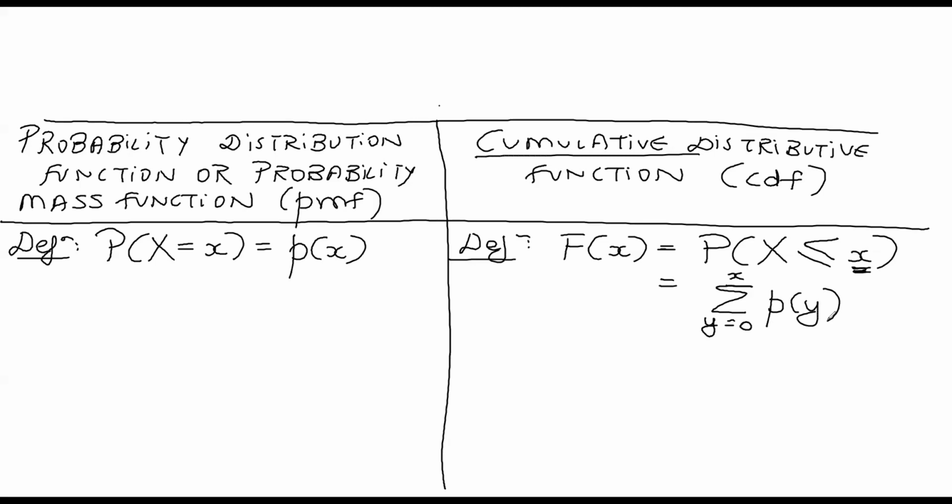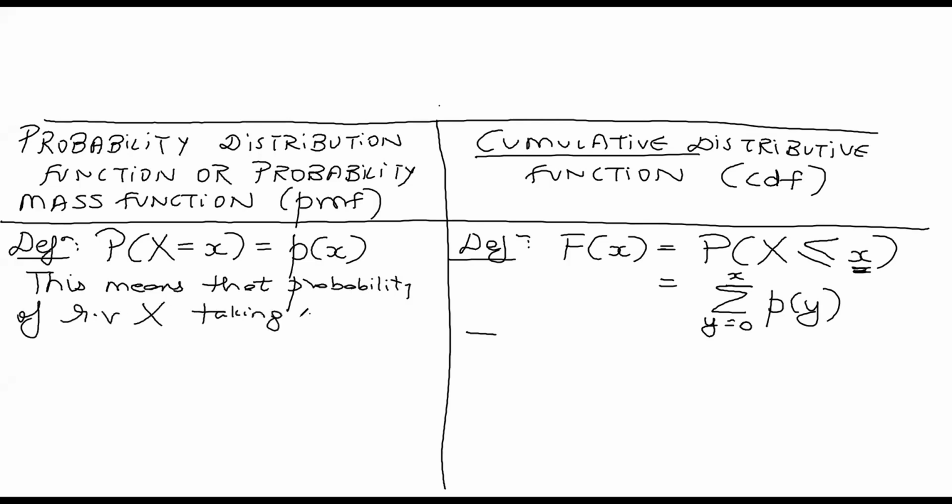I can say it in words. What does this mean? This means that the probability of the random variable x taking a particular value small x is p of x.